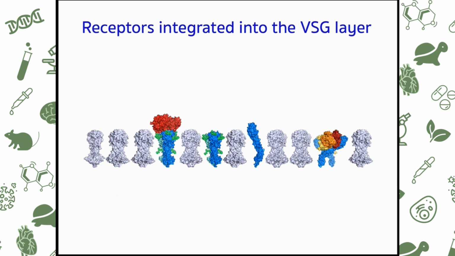But this is a bit of an enigma, because if you remember, I told you that the reason for this layer of VSG molecules, these grey molecules, on the surface is to protect the trypanosome, so that antibodies can't come along and recognize its surface. But now it's exposing itself to the immune system by putting these receptors onto it. Well, how does that work? That's a question I'll come back to.